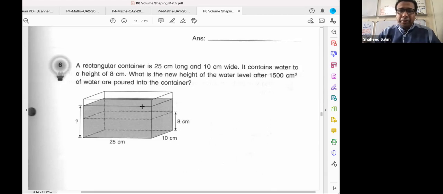Oh no, I'm not done yet. Now this one is terbalik punya question. Now they pour in water.